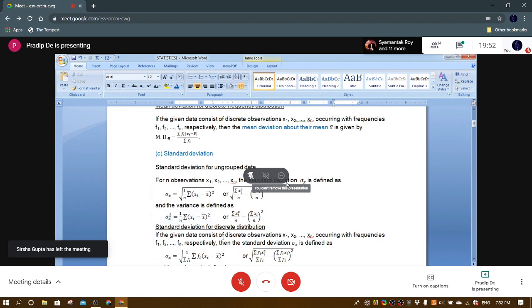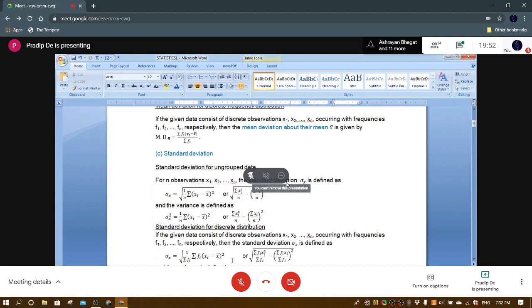that is, if the values of the variate x1, x2, x3 up to xn come with corresponding frequencies f1, f2, f3 up to fn, in that case, the formula will be a weighted formula.